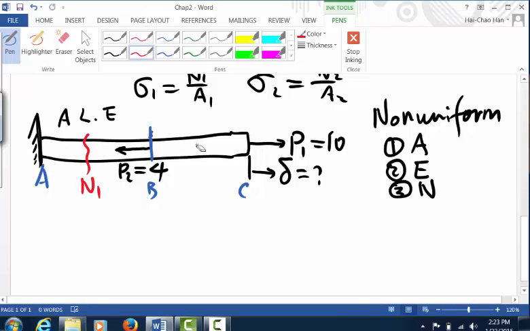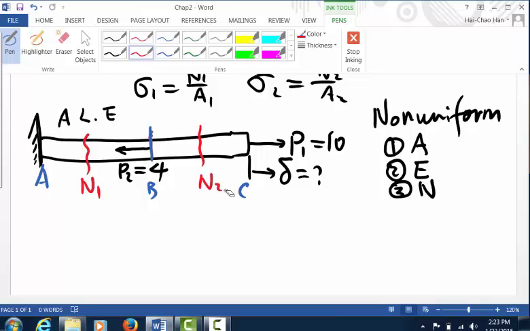Now the next question is, what's the force in this part? What's N1? What's the force in this part, N2? We need that because we know it's 2 separate segments. So we have to find N1 here and N2 here, then we can use the equation separately and put them together. That's still the same logic we're following. Now, how can we find N1, N2?